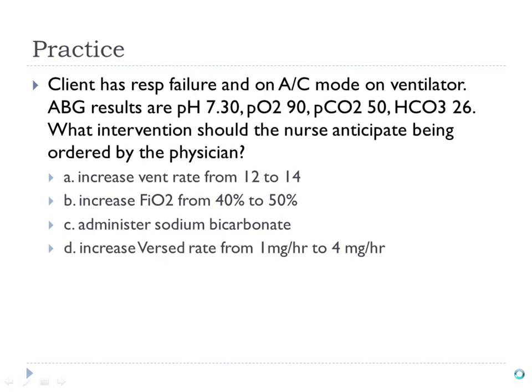Would we increase the FiO2 from 40 to 50? What would that do? It would increase the oxygen. Why? We don't need to increase it, right? What would increasing the vent rate from 12 to 14 do? Increase the rate, blow off more carbon dioxide. So that would bring down that carbon dioxide and hopefully bring this patient into a normal pH. Okay?